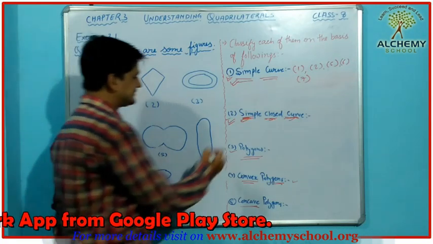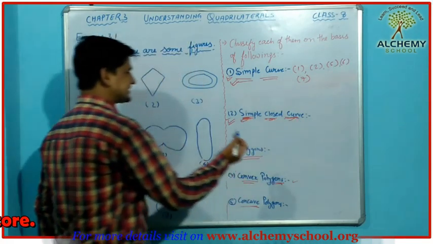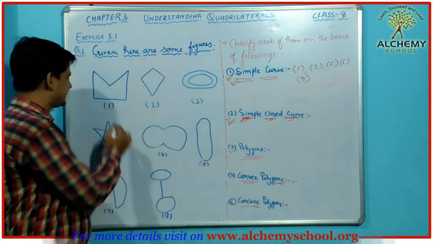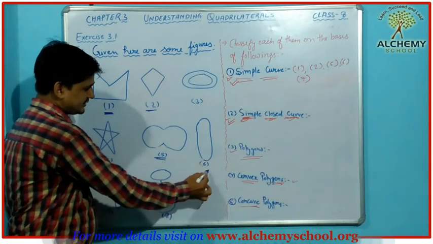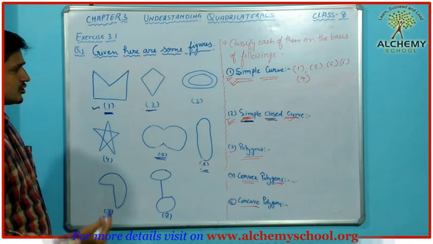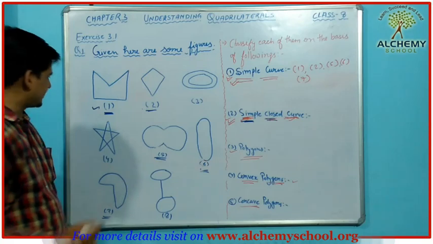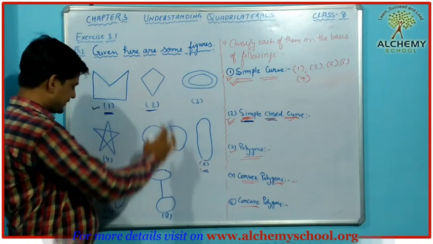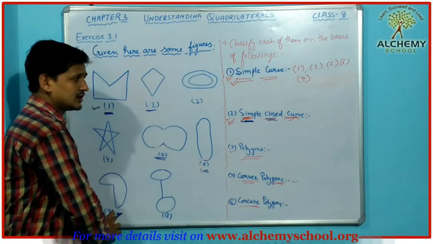Now when we observe the second category, we have to find the figures which are simple closed curves. It means the figure should be closed and the figure should be a simple curve. We have already seen the simple curves: this is a simple curve, this is also a simple curve, this is also, and this is also. Now we have to find the figures which are closed. Closed figure means the figure should not have an end point. So this is also a closed figure, this is also a closed figure, this is also, this is also, and this is also a closed figure.